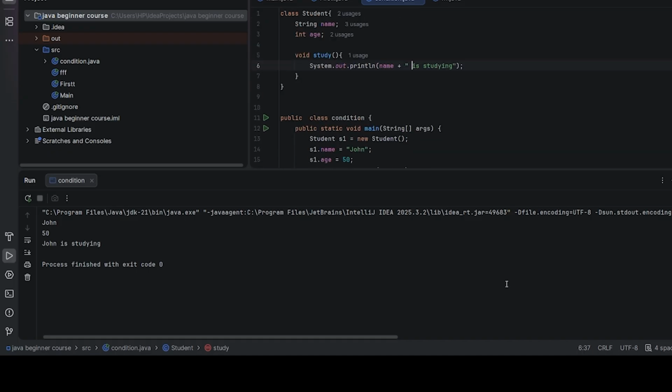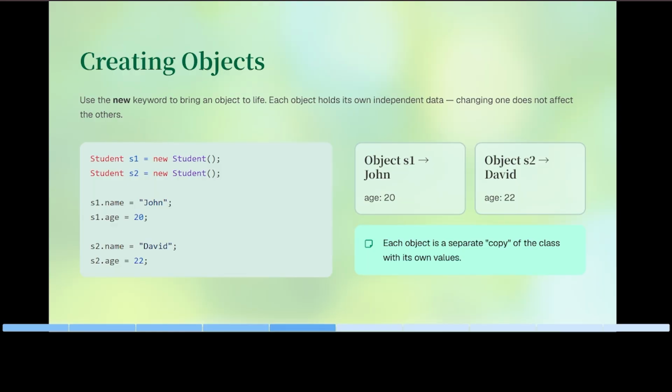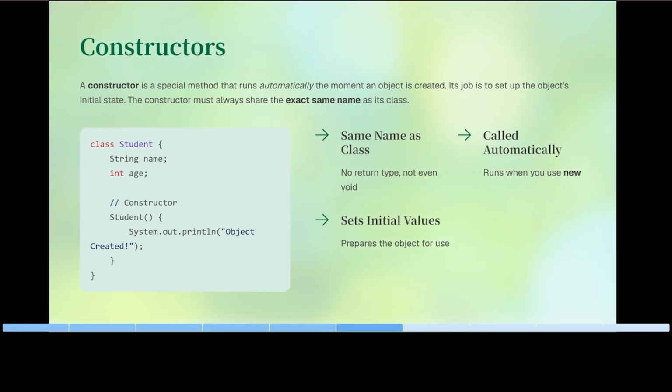Keep it in your mind. Next we are going to see another interesting concept, that is constructors. What is a constructor? A constructor is a special method that runs automatically when an object is created. Whenever the object is created, the constructor runs automatically. Its main purpose is to initialize the object. The constructor must always share the exact same name as its class.